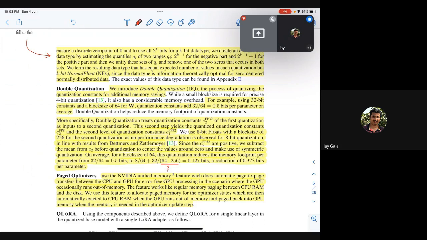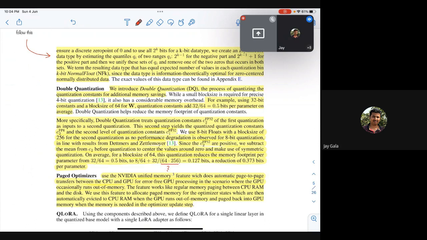for your weight matrices, the quantization constants add roughly, you can just divide it by a factor, right? 32 by 64, which means 0.5 bits per parameter of a weight matrix on average. And if you want to reduce this even further, what the authors do in this case is they apply quantization on top of a quantization constant.